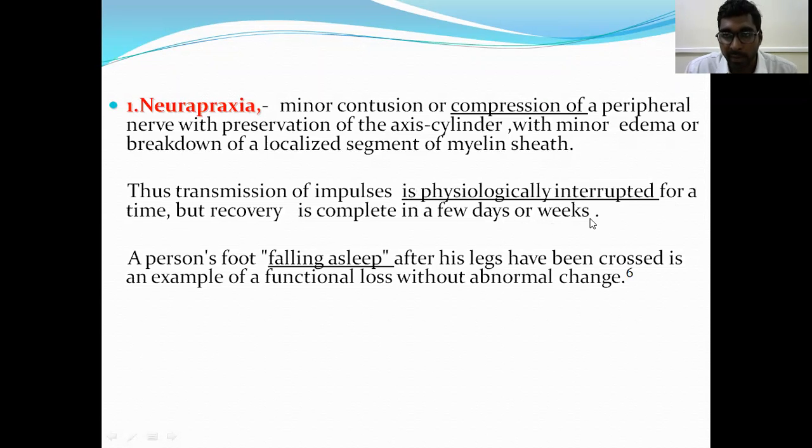For example, a person's foot falling asleep is a very mild case of neuropraxia, as is the numbness after the legs have been crossed. It is an example of a functional loss without an abnormal change. So, in neuropraxia, what is damaged? Just the myelin sheath, so that the progression of the nerve impulse in the nerve fiber is interrupted.